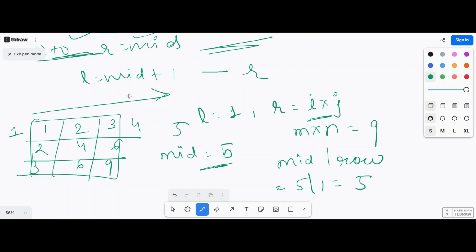We didn't know how many columns there are, but we have only 3 columns. So we'll take the minimum of this 5 and 3, which is 3.